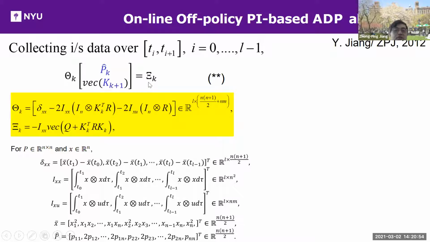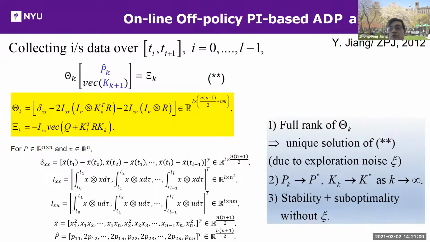That depends only on the input data and the state data. So you can find a unique solution when the data-based matrix theta k is full rank. So how do you guarantee this mathematical condition? Basically that's key. You have to add experimental noise carefully so that the data-based matrix will be full rank. We have stated such conditions in papers.